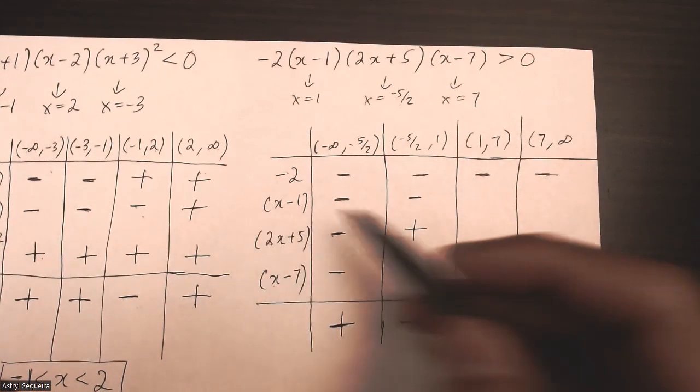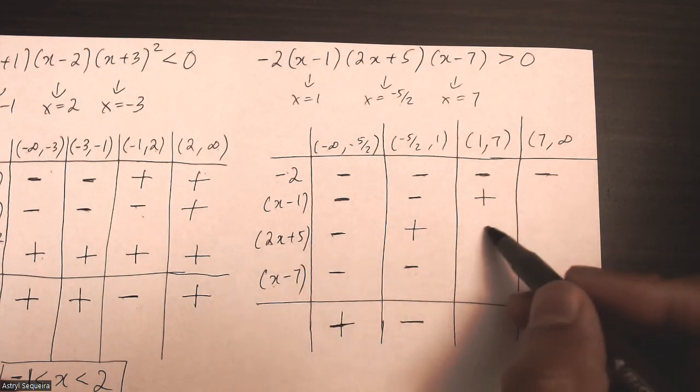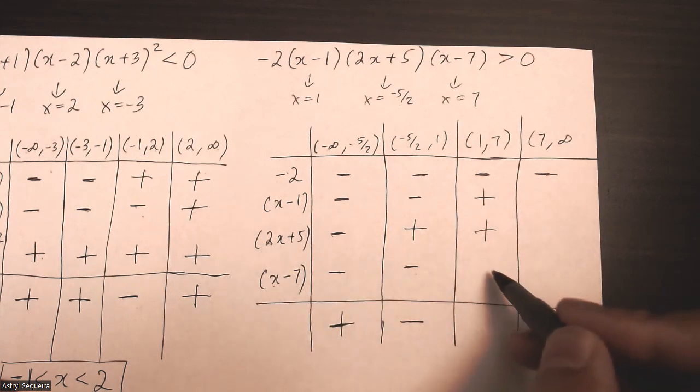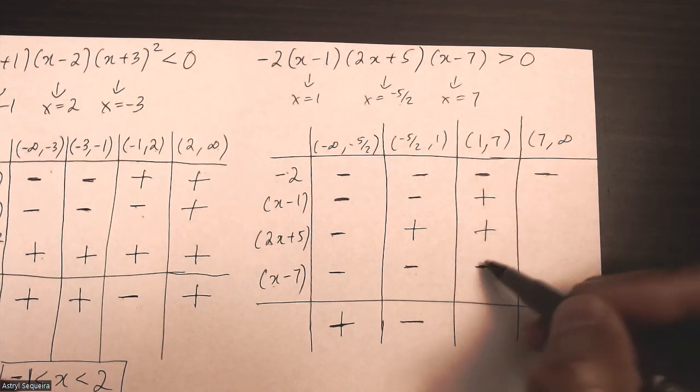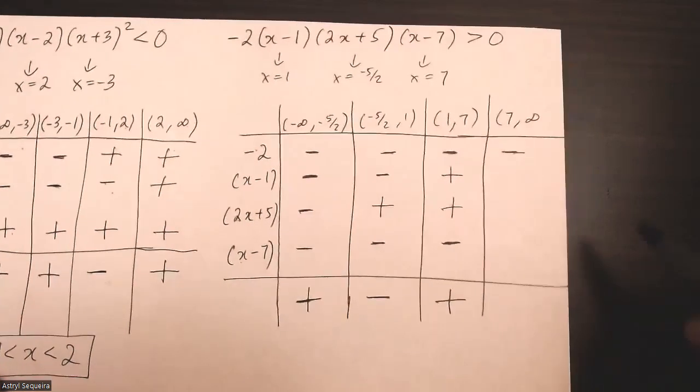Between these two, I'll pick a value of 2. 2 minus 1 is positive. 2 times 2 is 4 plus 5 is positive. 2 minus 7 is negative. 2 negatives make positive. The positive signs don't matter.